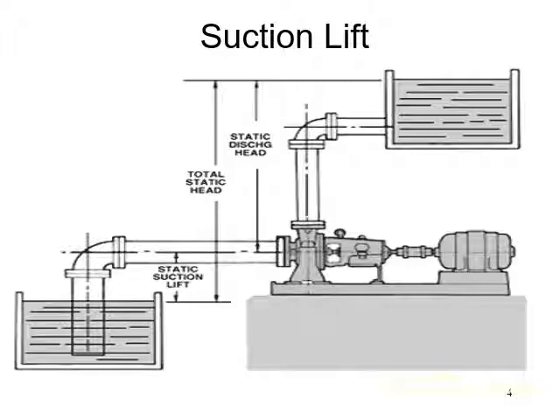Here the static suction lift or suction head is measured from the level of the water in a lower sump to the axis of the impeller. Next, the static discharge head is measured from the axis of the impeller to the level of the water in an overhead tank. The summation of these two, that means static suction lift and static discharge head, is called the total static head. That means the total static head is the distance measured from the level of water in a lower tank to the level of water in an overhead tank. So these are the three head terms related to centrifugal pumps.